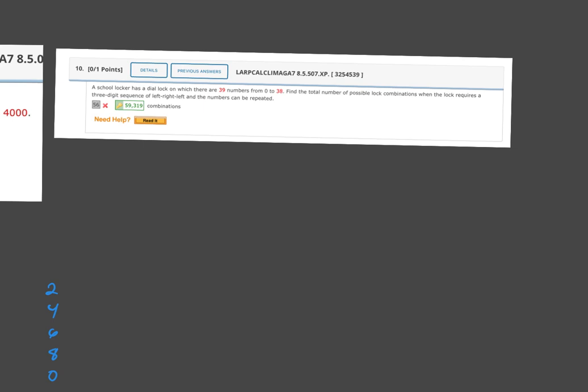All right. Then 10 says the school locker has a dial clock on which there are 39 numbers from 0 to 38. Find the total number of possible lock combinations when the lock requires a 3-digit sequence of left to right and the numbers can't be repeated. So 3 sequence, like think about your actual lock, right? You go right, you go left, you go right. Each of those can be filled with the numbers from 0 to 38, which means there are 39, 39, and 39 options. And they can be repeated is important.